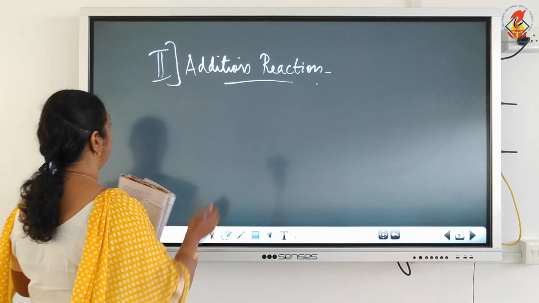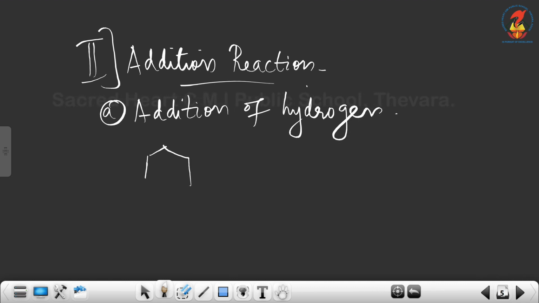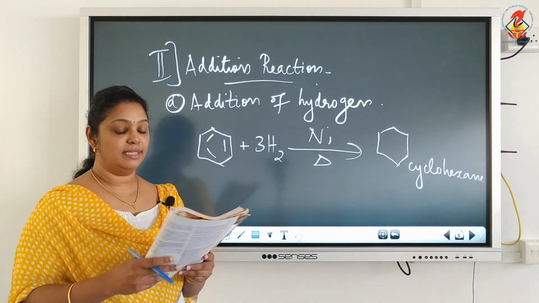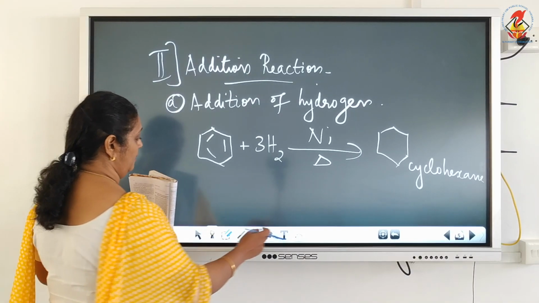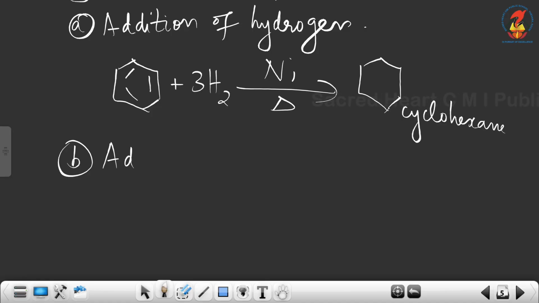So let's write the equation. Under addition reaction, first we have addition of hydrogen. So we have benzene plus 3H2 in presence of nickel, heat. The 3 double bonds break and we get cyclohexane as the product. So this can be asked for complete the following reactions. Now next is addition of halogen to benzene. First is addition of hydrogen, second is addition of halogen.